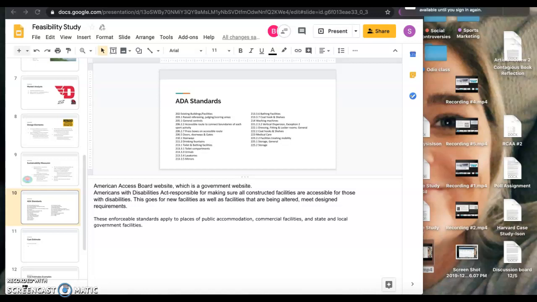But yeah, these are pretty enforceable, obviously. You have to make sure that these types of arrangements are made in commercial facilities, state and local and government facilities. And these are just the ones that I found. I may be missing some, but I think for the most part, I covered my bases here.